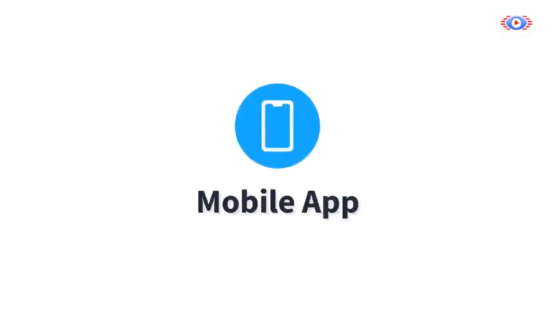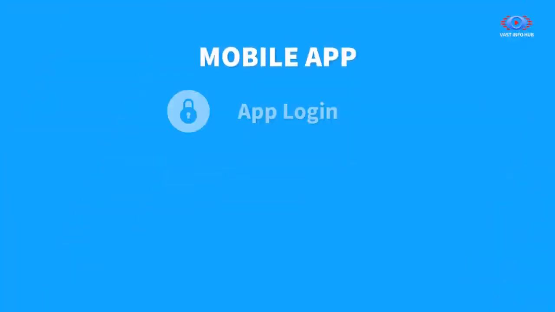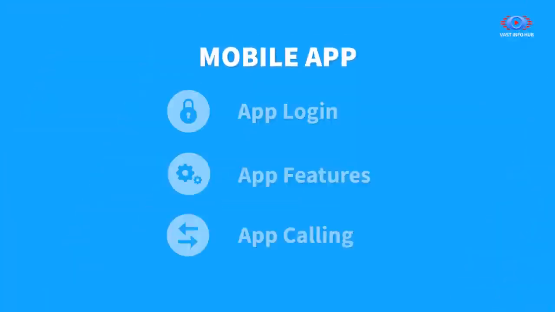The UniTel Voice mobile app allows you to make and receive calls using your business phone number so you can work from anywhere. In this brief video, we'll discuss how to log into your mobile app, how your mobile app's features work, and how to use your mobile app to make and receive calls. Let's get started by logging in.